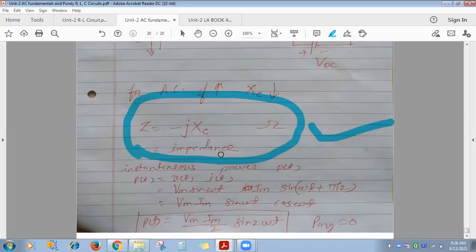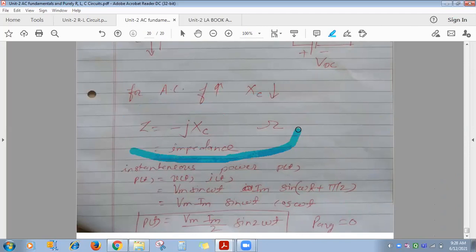Now, so impedance sometimes you may get asked. So it is this one ohm. Instantaneous power you can find out now, same as that of the earlier one. Instantaneous voltage into instantaneous current. Put the values here. You will get it like this.